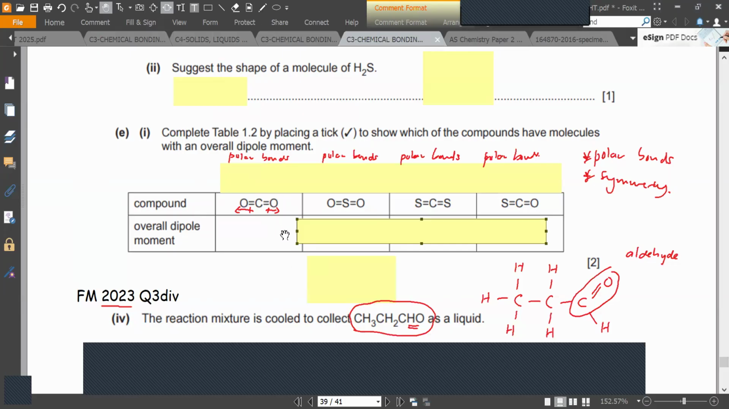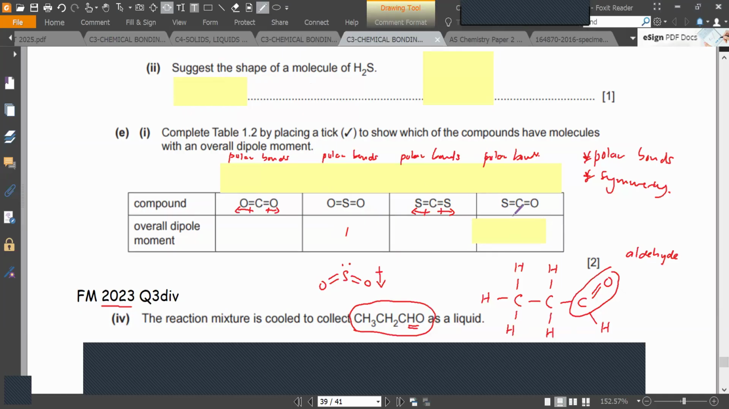SO2: yesterday we already discussed the structure. The sulfur, after bonding with two oxygen, still has one lone pair, so it's not symmetrical and it will have a dipole moment. Then CS2: it has two polar bonds, but they cancel out each other, so this one has no overall dipole moment.